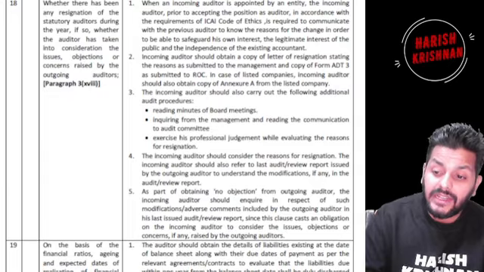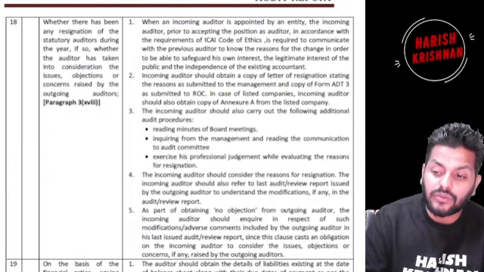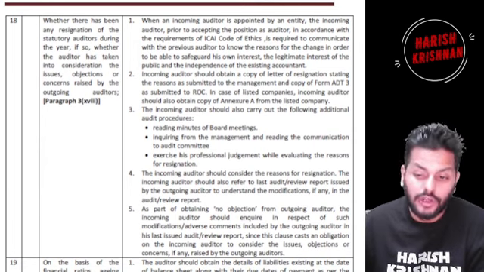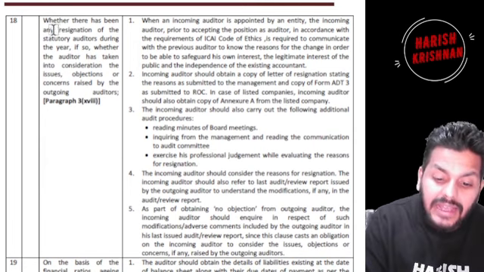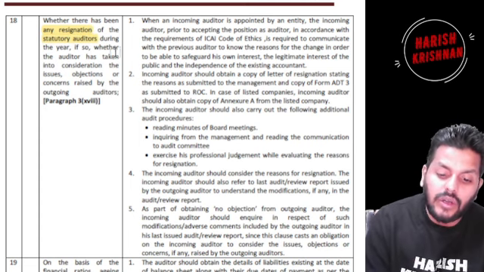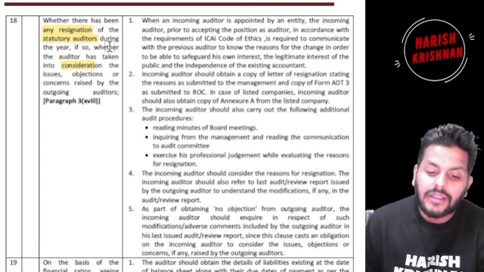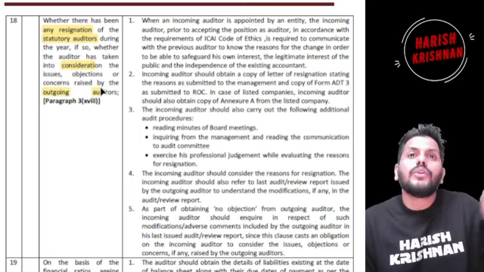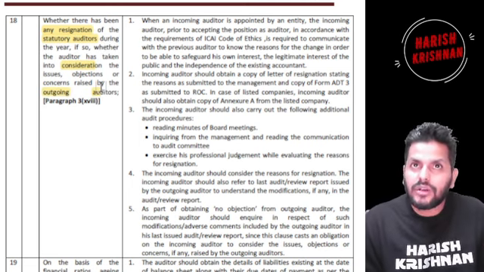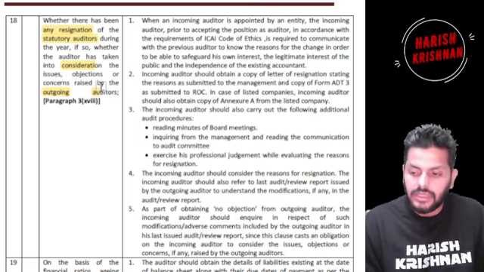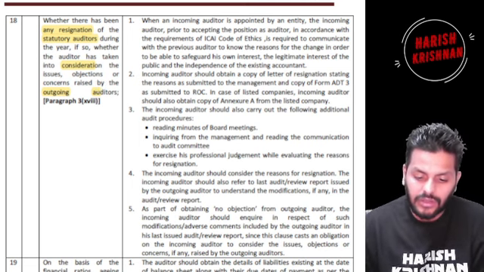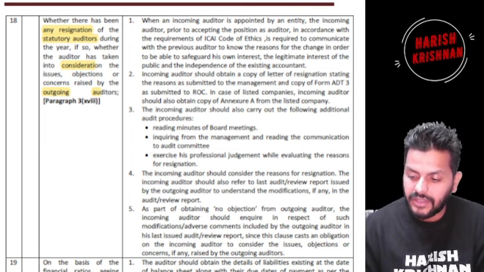Clause 18, fully new, considering so many auditors nowadays are getting tensed and resigning instead of giving wrong reports. So, whether there has been any resignation of the statutory auditors, and if so, whether the auditor has taken into consideration the issues, objections, and concerns raised by the outgoing auditors. Now, you do have an obligation to communicate with the predecessor auditors, right? So, whether that has been done or not, that also has to be properly cross-checked.